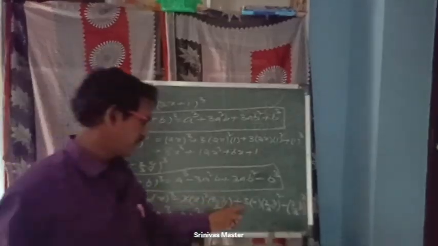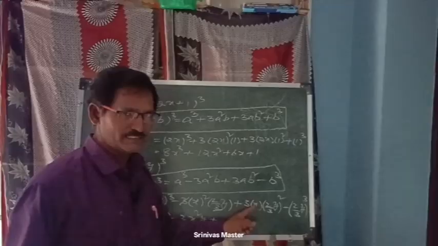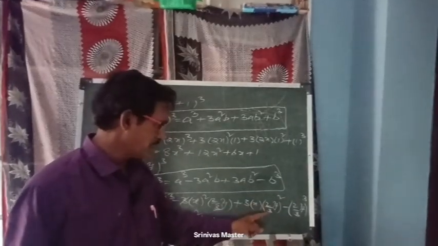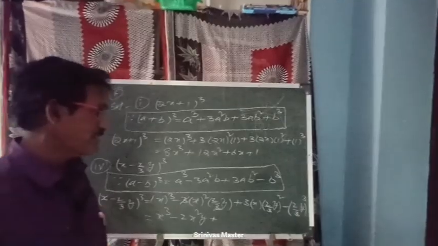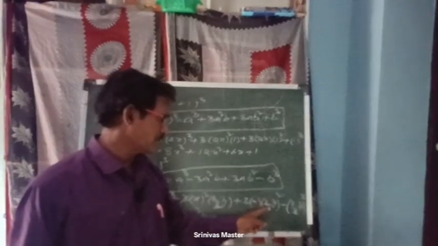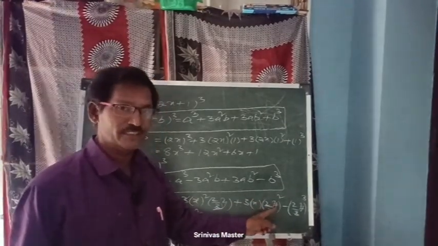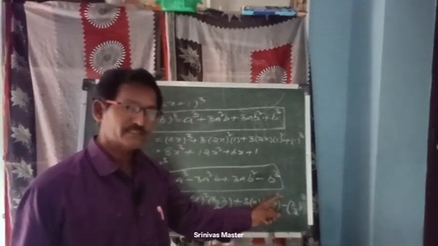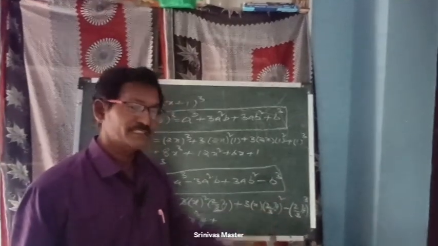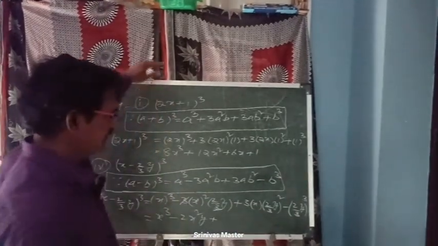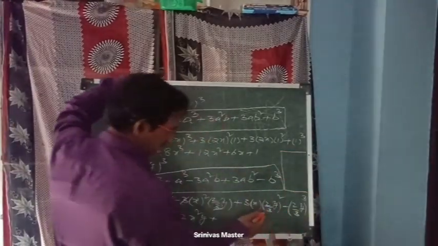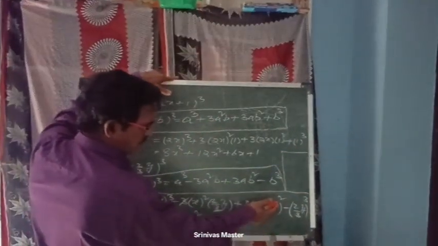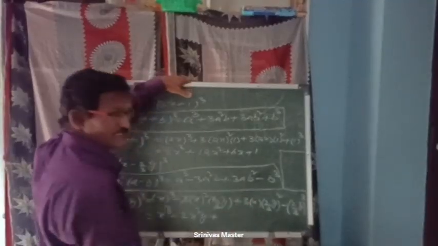Be careful here. 3x into (2 by 3y) whole square. (2 by 3y) whole square means how much? 2 square by 3 square into y square. 2 square means how much? 4. 3 square means how much? 9. Just you can see the rough work. See children, just I am doing here (2 by 3y) whole square and here 3x is there.